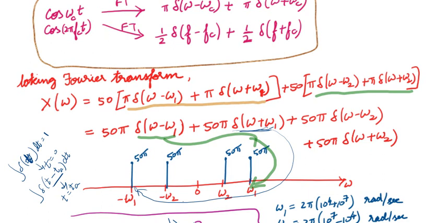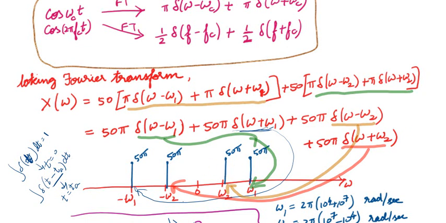Similarly, come to the third term. Inside the braces it should be 0, so omega should be equal to omega 2. When omega is equal to omega 2, what is the amplitude? It is 50 pi, right? So this is this term. Come to the fourth term, when omega is equal to minus omega 2, that is this term. So this is the Fourier transform of the given double sideband suppressed carrier signal, and this is the spectrum.